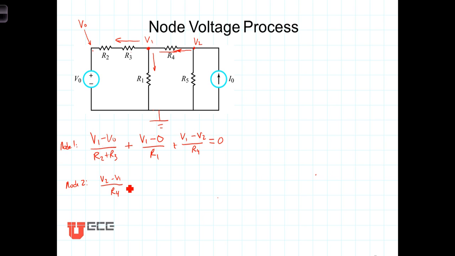All right, continuing on, we now add the current leaving node 2 going down. That current will be V2 divided by R5, plus the current leaving the node going in this direction. Well, actually the current is going in, so we'll subtract I0 equals 0. The sum of those 3 currents equals 0. So here we have 2 equations with 2 unknowns. It becomes simply a matter of algebra at this point to solve for those 2 node voltages.